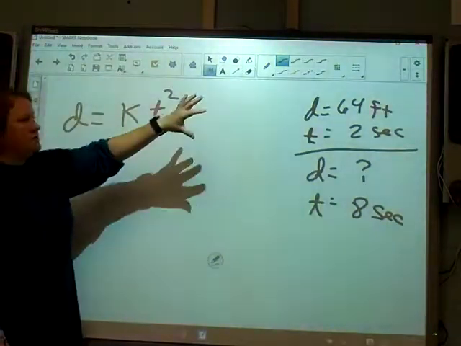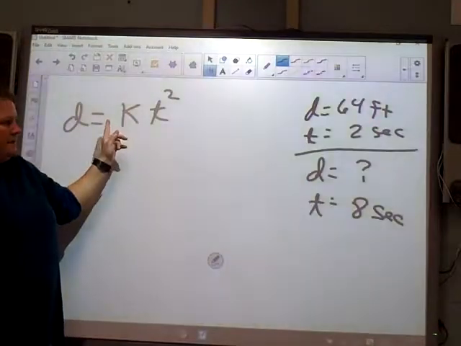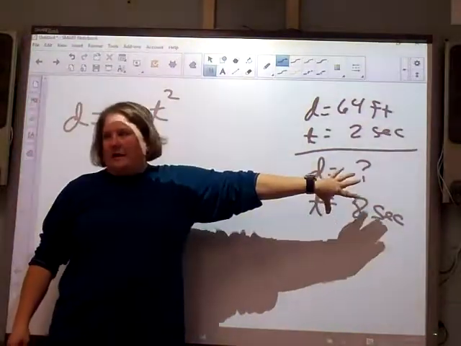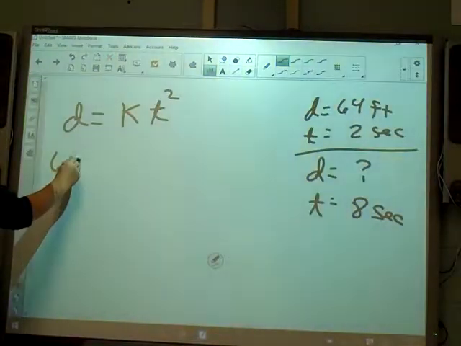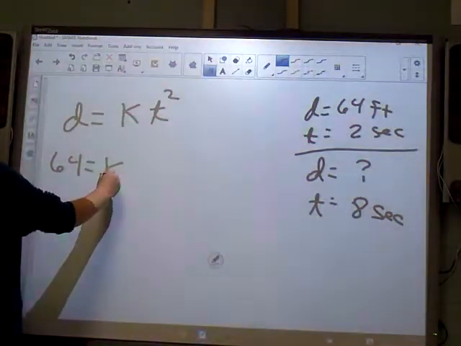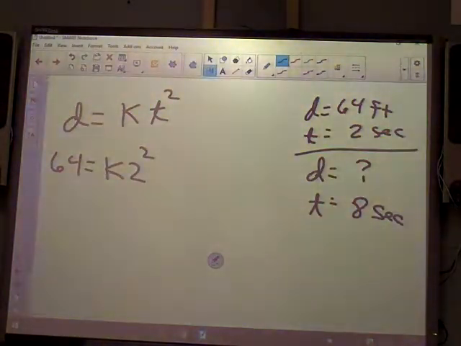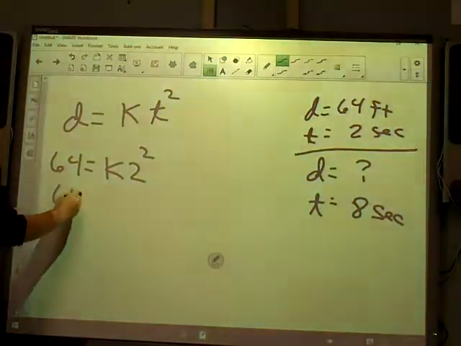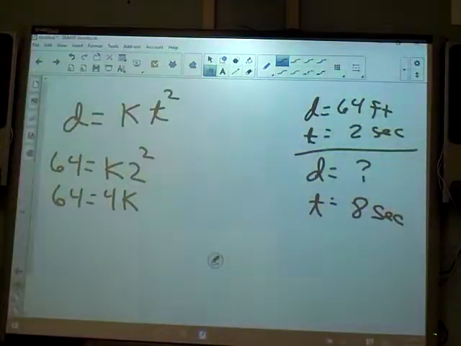First thing you're going to do is use all your completed stuff to solve for k, and then take your k to solve for your incomplete. So I got 64 equals k times 2 squared. That's an easy one to solve. You know your 2 squared, so you got 64 is 4k. What's your constant on this one?